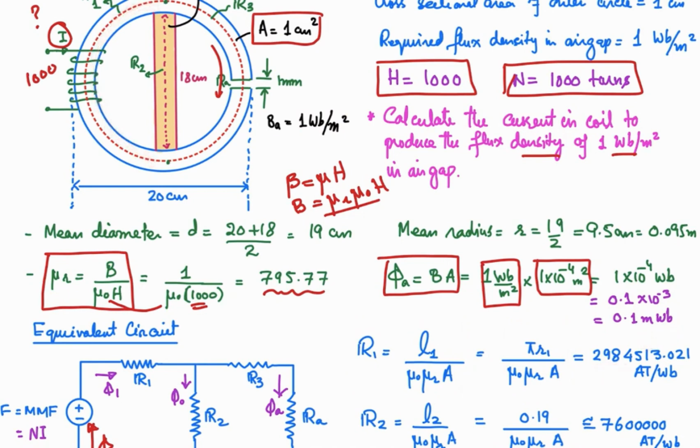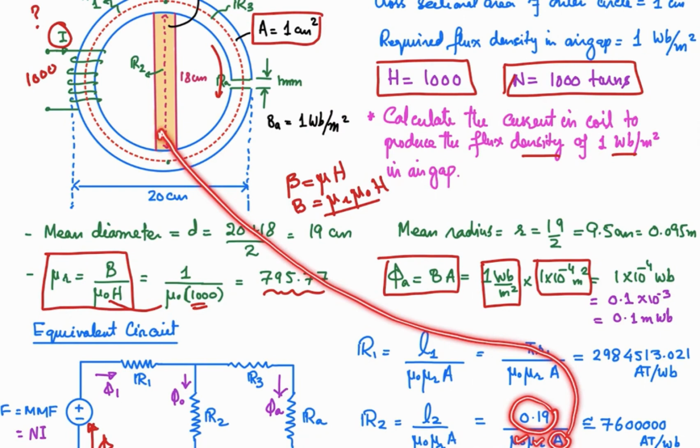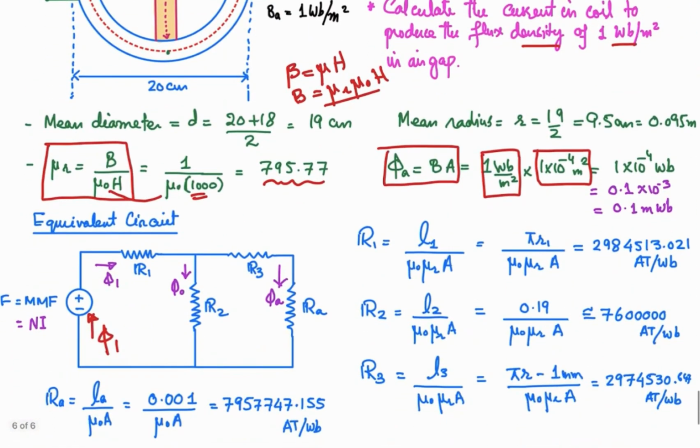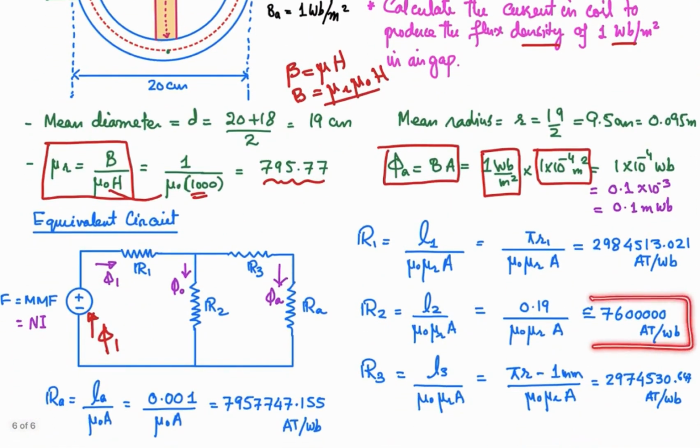And then the reluctance R2, that is of the central path. For that you will be considering 19 centimeter as the length, mu naught mu r, and the cross sectional area of this part, and that is different, that is 0.25 centimeter squared into 10 raised to the power minus 4 for meter square. So you will be using this cross sectional area to find out the reluctance of this central path. So this is calculated, this is calculated.